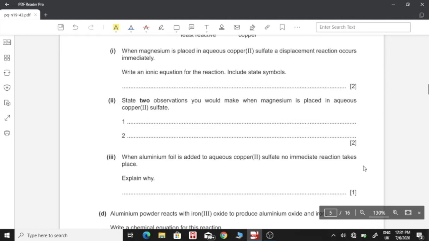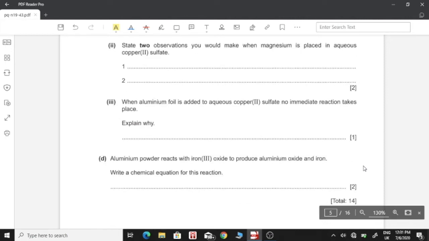State 2 observations you would make when magnesium is placed in aqueous copper sulfate. Alright, so when magnesium displaces copper sulfate, the solution is no longer copper sulfate but magnesium sulfate. And since the solution copper sulfate is blue in color, the blue color fades out. So this can be one of the observations. Blue color fades. And now we're going to be having copper alone as a metal when it's displaced by magnesium, so a brown solid forms, which is the metal itself.